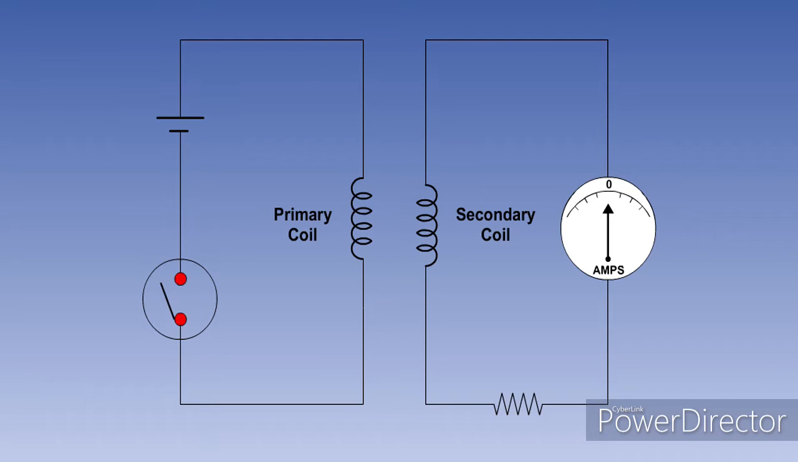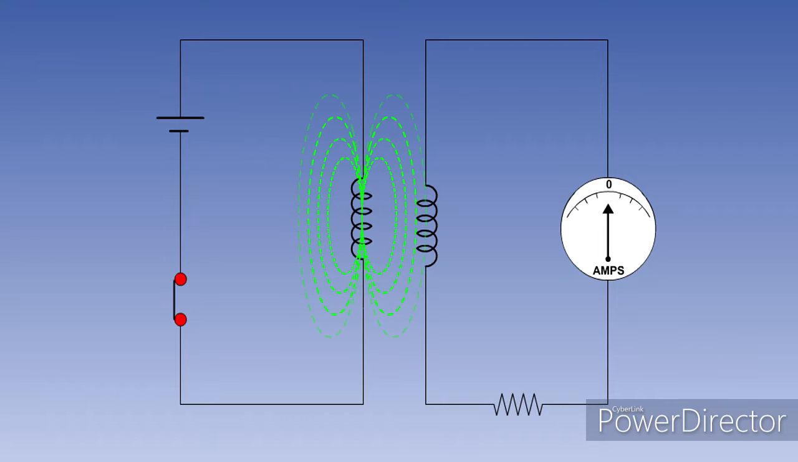With the switch open, there will be no current flowing, so there will be no magnetic field around the primary coil. When the switch is closed, current will begin to flow, and a magnetic field will build around the primary coil. As this field expands out from the coil, it will cut through the turns of the secondary coil, inducing a voltage in it, causing a current to flow.